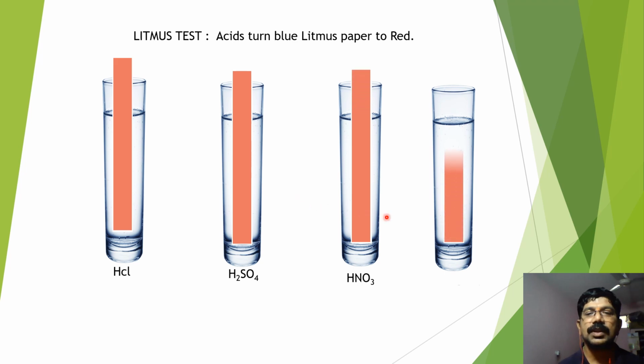Here, I have taken an acid, phosphoric acid or any acid you can take, in this test tube and inserted red litmus paper. Do you find any change in the color of the red litmus paper? No. There is no change in the color of the red litmus paper. So simply we can conclude that acids turn the blue litmus paper to red.